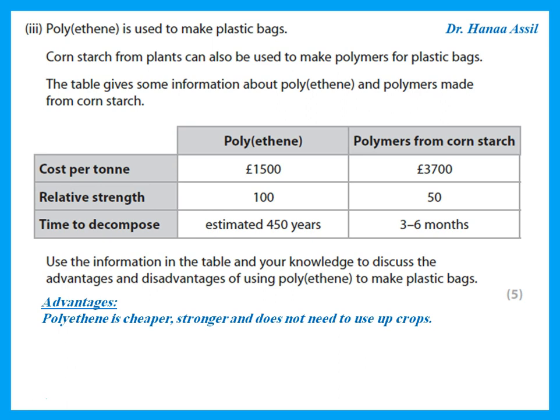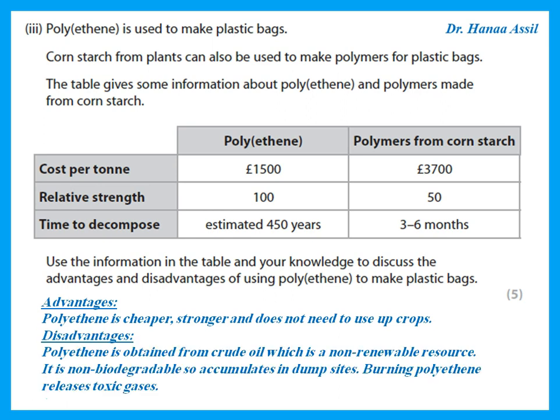So he's saying the other one, I need to get it from cornstarch. That means I need to use agricultural land to plant corn and then take the cornstarch and make polymers. So the polyethylene has an advantage that I don't need to do that.